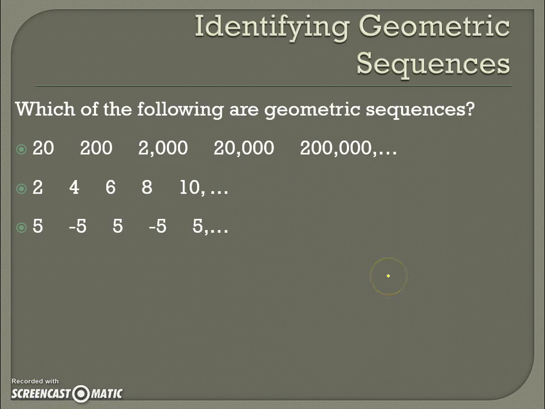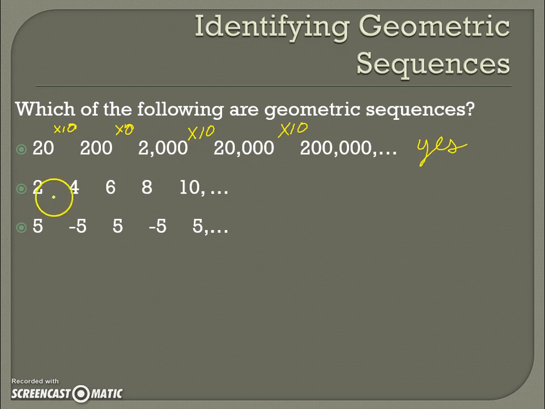All right, so it says, which of the following are geometric sequences? Well, in order to do this, we just have to identify, can I multiply every single term to get to the next term? Well, how do I get from 20 to 200? Well, I can multiply by 10. How do I get from 200 to 2,000? Multiply by 10. How do I get from 2,000 to 20,000? Multiply by 10. In all of these cases, I'm multiplying by 10. So since I'm multiplying by some consistent number, I would say, yes, this is one.